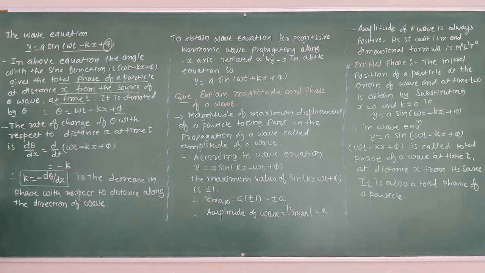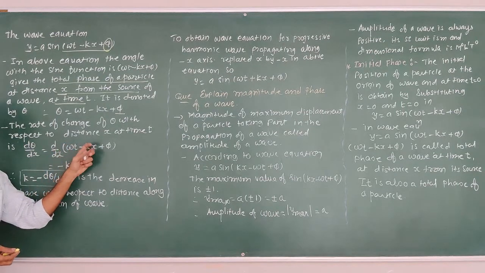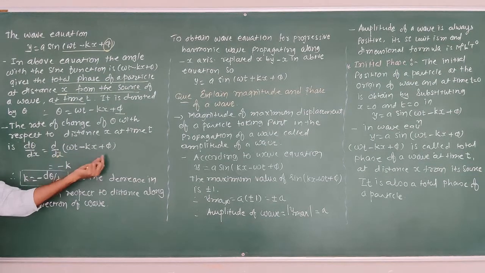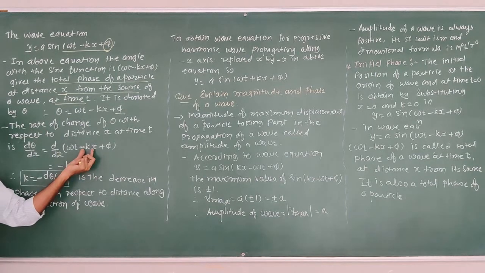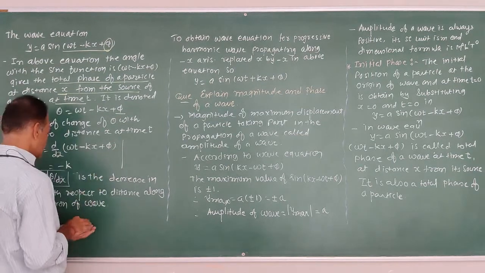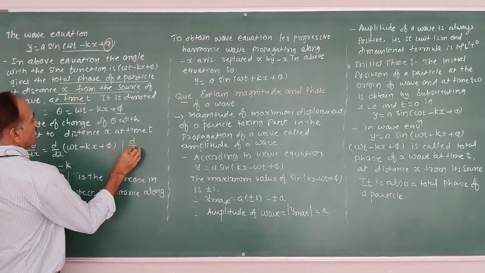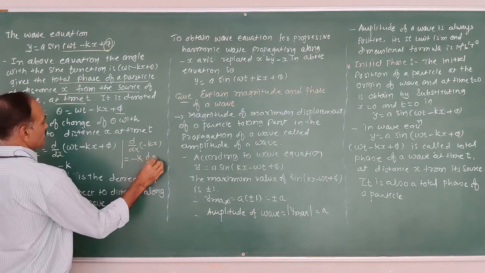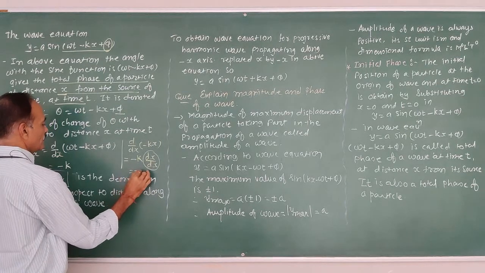The rate of change of theta with respect to distance x at time t is d theta upon dx. We take the derivative of this equation with respect to x. Therefore, d by dx of omega t minus kx plus phi. Omega is constant, t is also constant with respect to x, and phi is also constant, that is the initial phase. Only the derivative of this term is minus k. How do we take the derivative? Like this way. d by dx of minus kx: minus k is constant, taken out, dx by dx is equal to 1. Therefore, minus k.